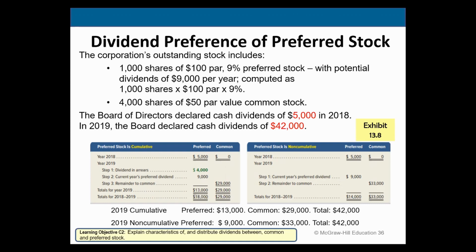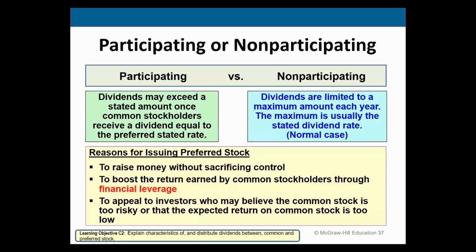Common then will receive the remainder. 42,000 minus 9 is 33,000. Now, participating and non-participating stock.